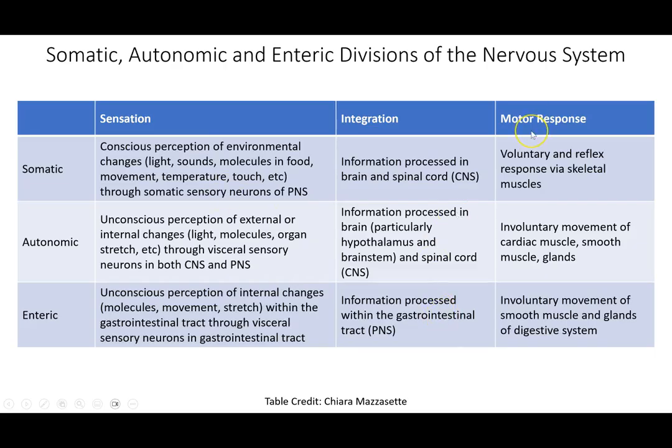But then the flip side of that is those motor responses. So this is the information we're picking up. This is where it's getting processed, and this is what happens as a result of that. And obviously, this is all happening very, very quickly. All right, we are not usually consciously aware of how fast these responses happen, because our nervous system does need to work really, really quickly, in most cases, to keep us safe.